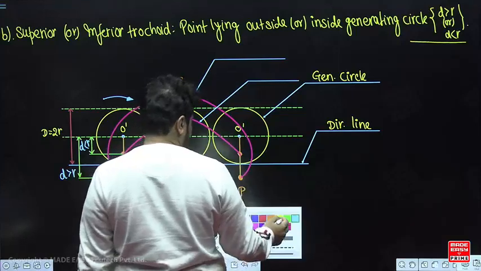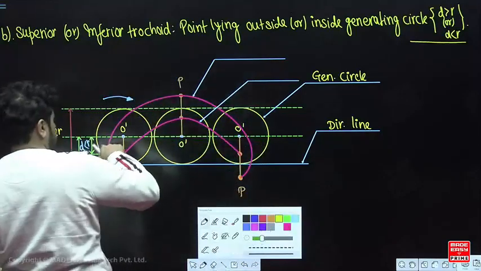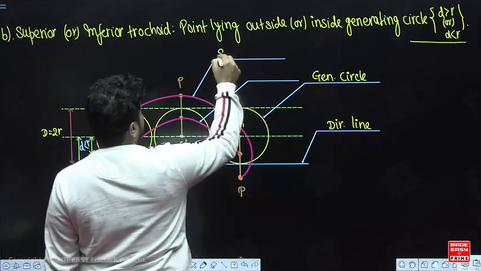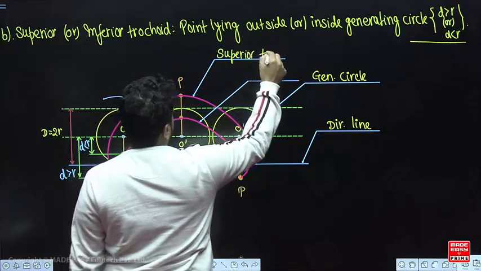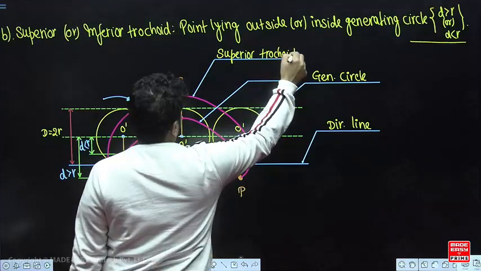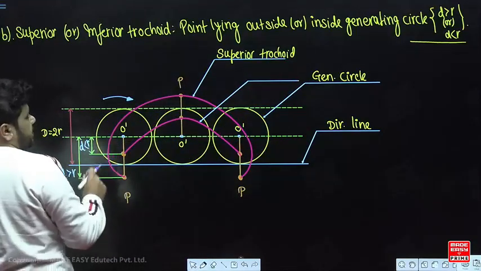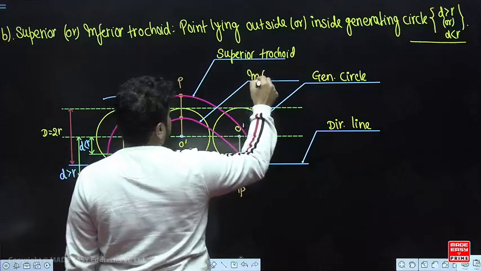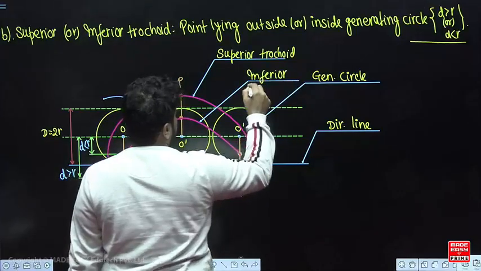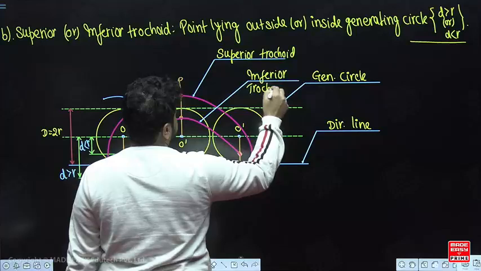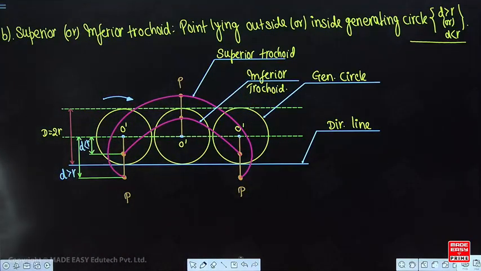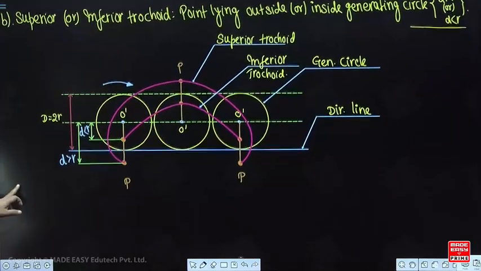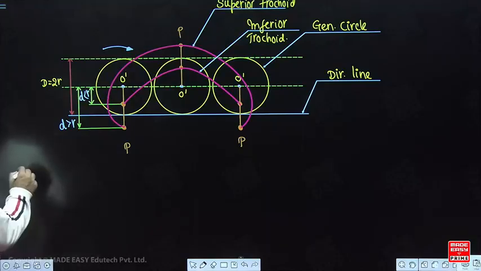So, what is the name of these curves? So, this curve, the first one which is lying outside, so the word superior will be used. So, this is your superior trochoid, correct. This is called as superior trochoid, and for this curve you can see that the point is lying inside. So, a term inferior will be used. So, it is called as inferior trochoid, correct. So, in a single figure you can see that I have drawn superior as well as inferior, correct.